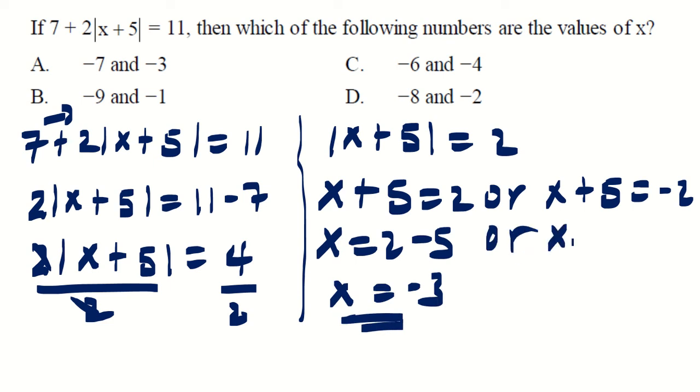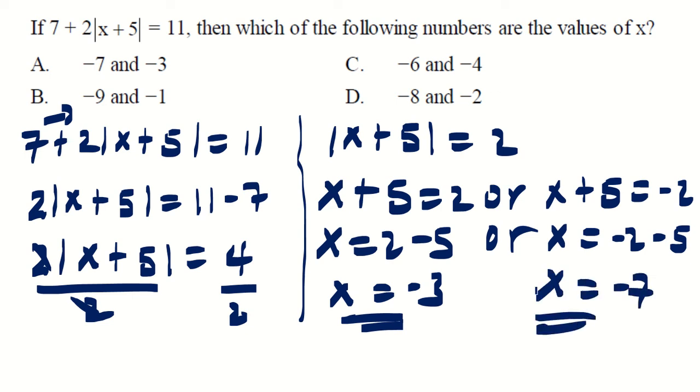Or the other one, x is equal to negative 2 minus 5. Both negative, so they will be added, but the negative remains. So x value will be negative 7. So the answer is found in A.